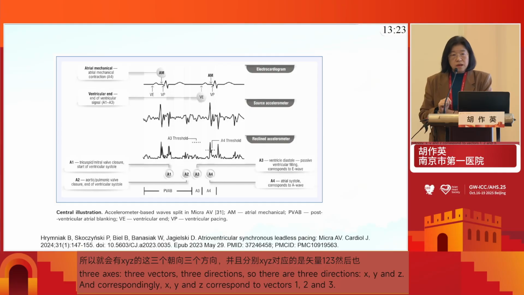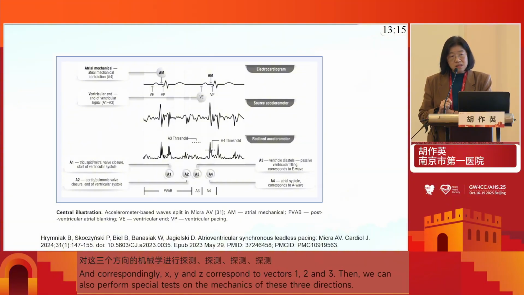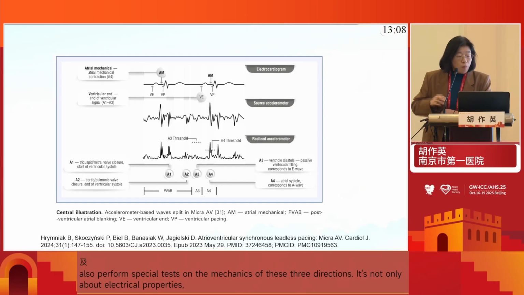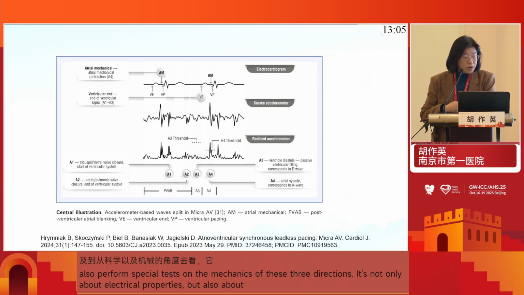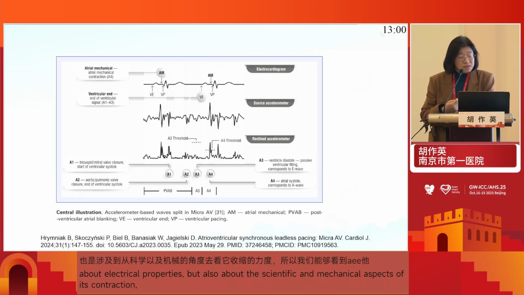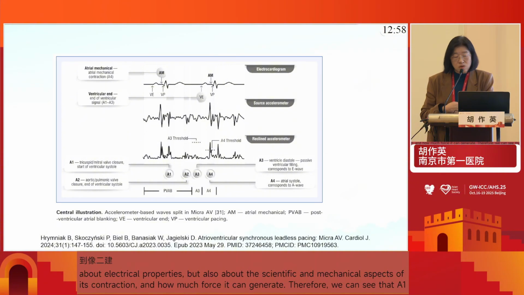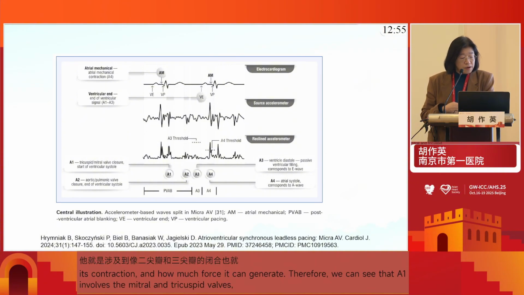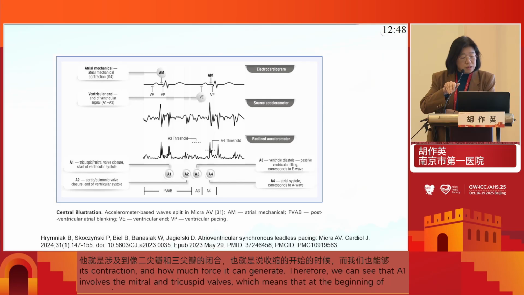The VDD mode does not sense electrograms like a conventional device, but senses the mechanical contraction. A1 is the closing of the tricuspid and mitral valves, and it means the start of ventricular systole. And A2 is the closing of the aortic and pulmonary valves, the end of ventricular systole.